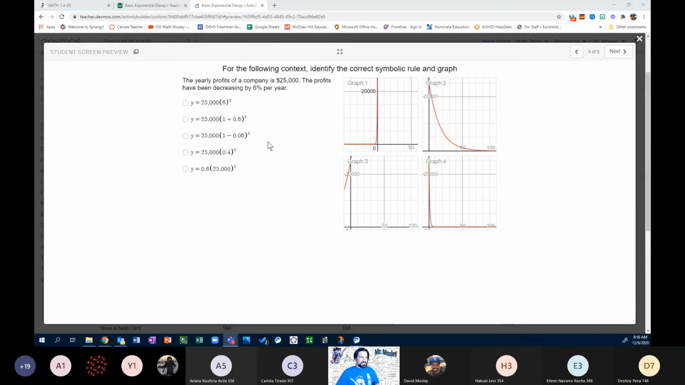You can just say first one, second one, third one, fourth one, fifth one. All right. So Destiny is saying it is the third one because it is less than 1.